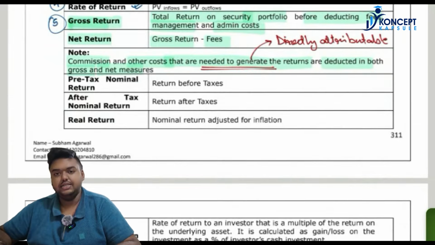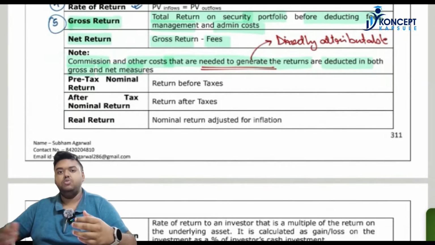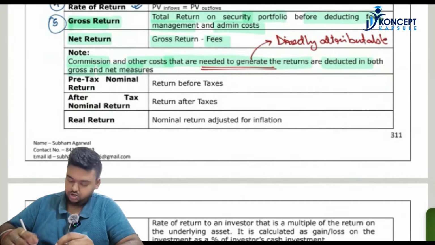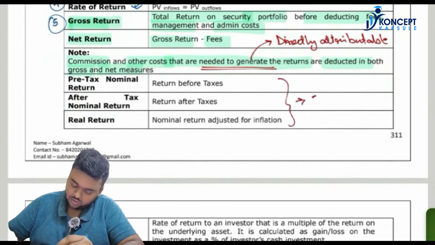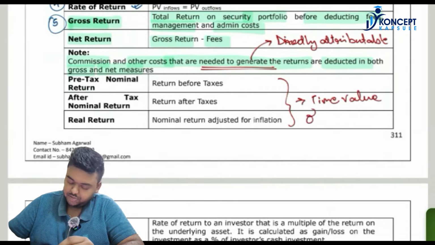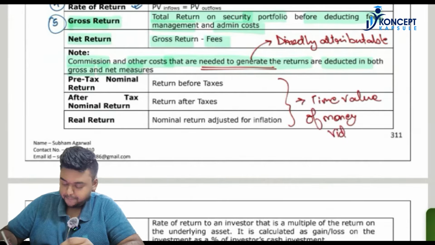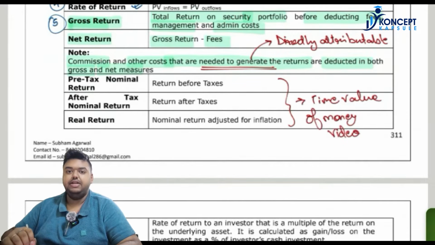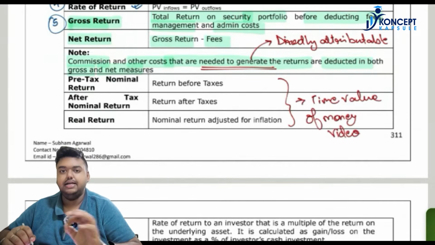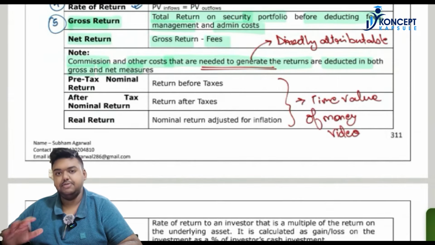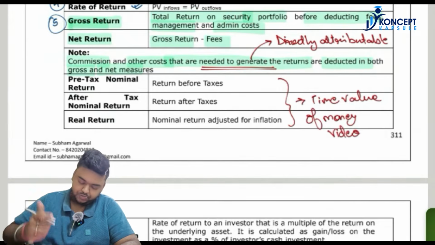Then we come to the nominal and real return. If you want to understand the concept of nominal and real return in a more enhanced manner, I would suggest you refer to my time value of money video. In this, we have taken 3-4 classes to understand the entire time value, and it is very important for you. You can watch that. There is a separate playlist as well for this on YouTube.